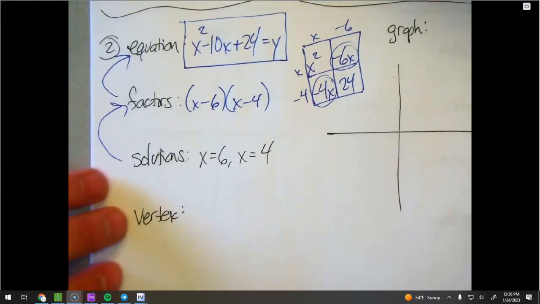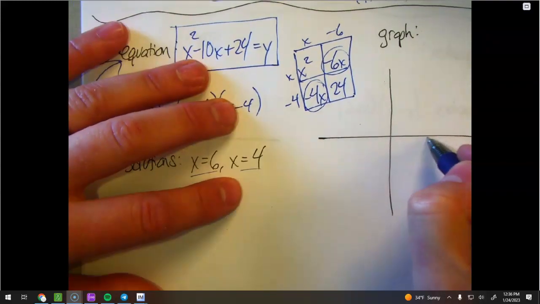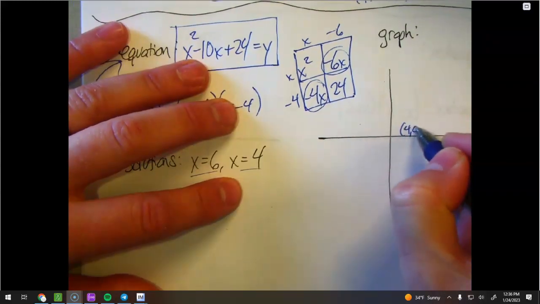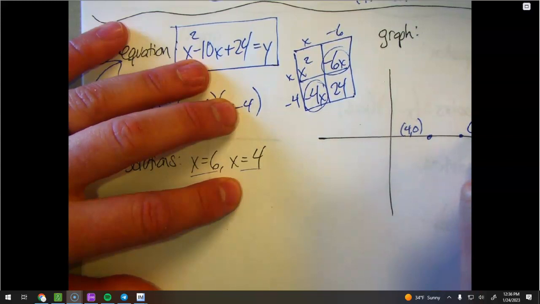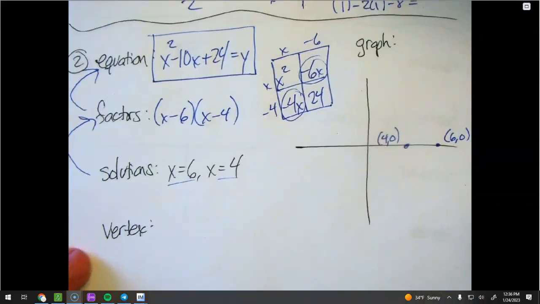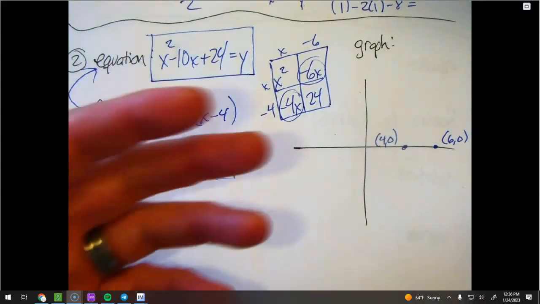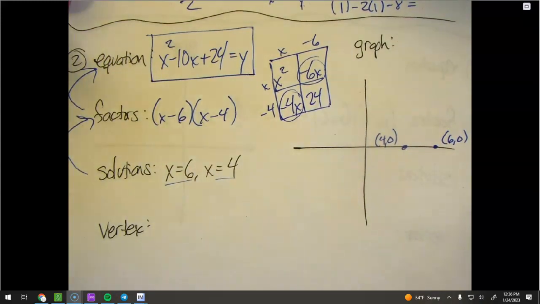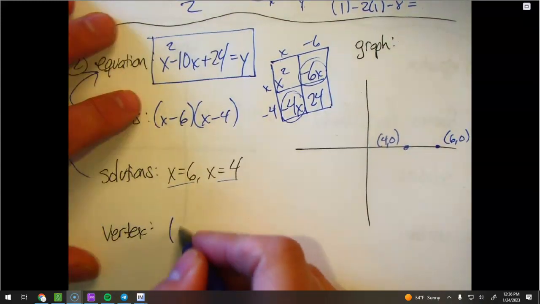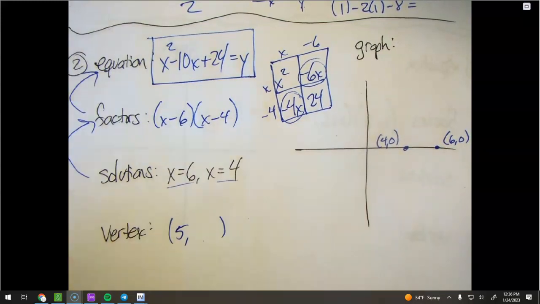Alright, find the vertex. You take your two solutions. I don't even need to do this. So this is 4, 0, and 6, 0. And could I go to my calculator and average those two together? Sure. But what's right in the middle of 4 and 6? 5. So I don't necessarily need to do the average. I can. It's not wrong. But I can just save a little time.